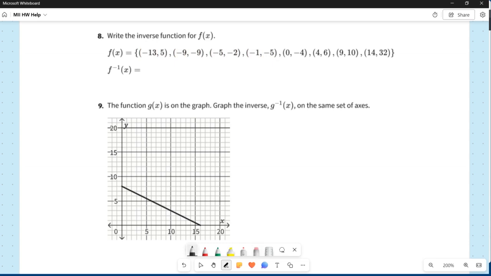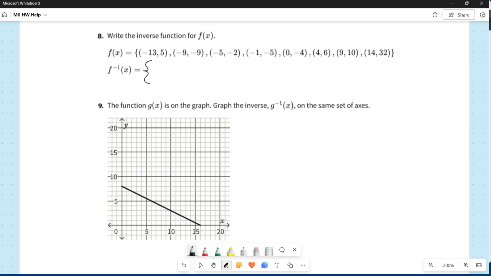With an inverse function, first of all, the directions said to use the same format to represent the inverse function as whatever you were given for your original function. So the original function was expressed as a set of x, y coordinates. So we're going to do the same thing. You get one of these fancy curly brackets to start, which just implies that we're talking about a set here. And the very first coordinate pair is -13, 5. You plug in a -13 as your input, and the output is 5.